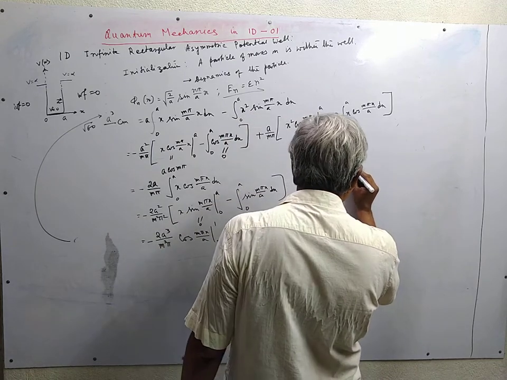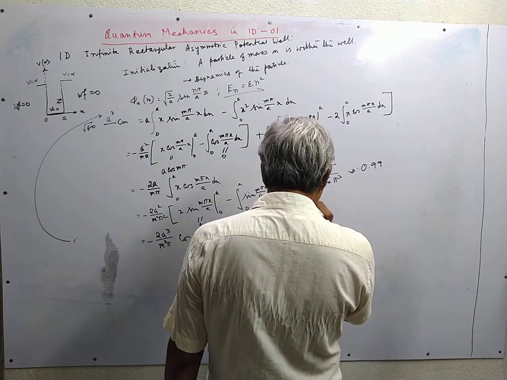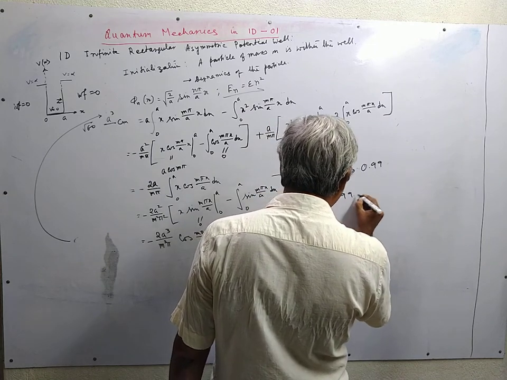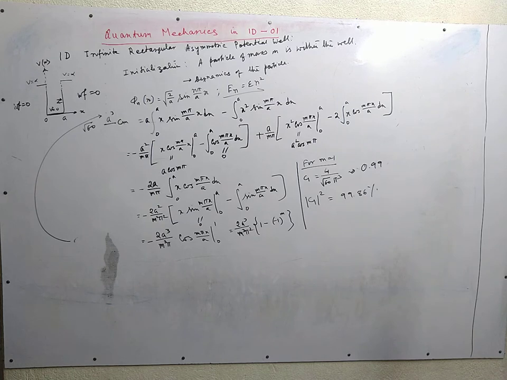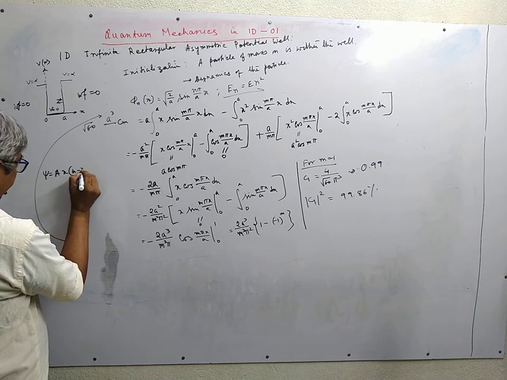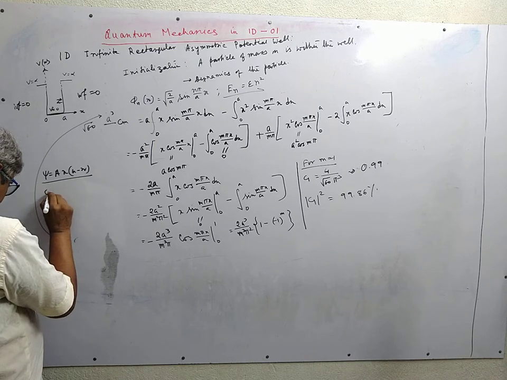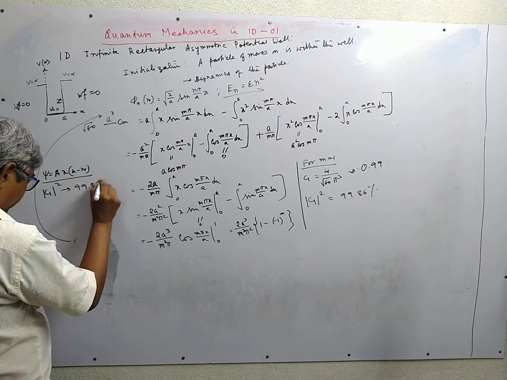It is found that it is about 0.99 something, and so c1 modulus square is equal to about 99.86%. We said that any general state can be represented as a combination of the eigenstates, where the square of the expansion coefficients gives the probability of finding the particle in that state. It is found that whenever we are considering the function phi equal to ax(a minus x), it is most likely that the particle is in the ground state, and it has a probability of this percentage.